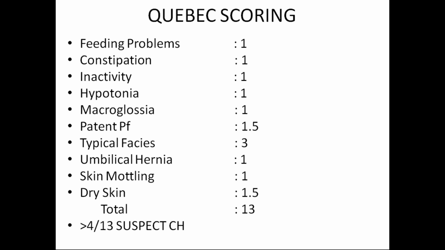And typical faces like the coarse faces which we have seen previously have the highest score of 3, umbilical hernia 1, skin mottling 1, and dry skin 1.5. All this constitutes around 13 points, and if there are more than 4 points of these 13, we may have to think of congenital hypothyroidism. Apart from your blood investigations, clinically this is a scoring system that should ring a bell regarding hypothyroidism.